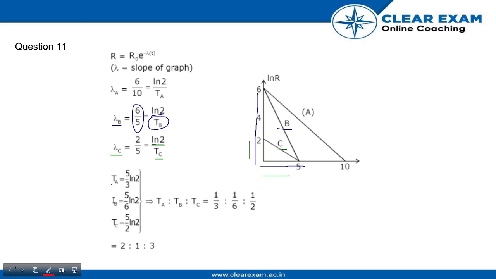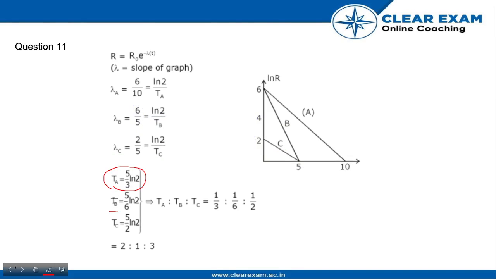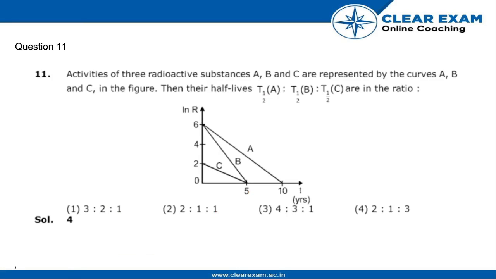So TA is equal to 5 by 3 ln 2, TB is 5 by 6 ln 2, and TC is 5 by 2 ln 2. So the ratio of proportionality of TA is to TB is to TC is 1 by 3 is to 1 by 6 is to 1 by 2, which is 2 is to 1 is to 3. So the correct answer is option 4.